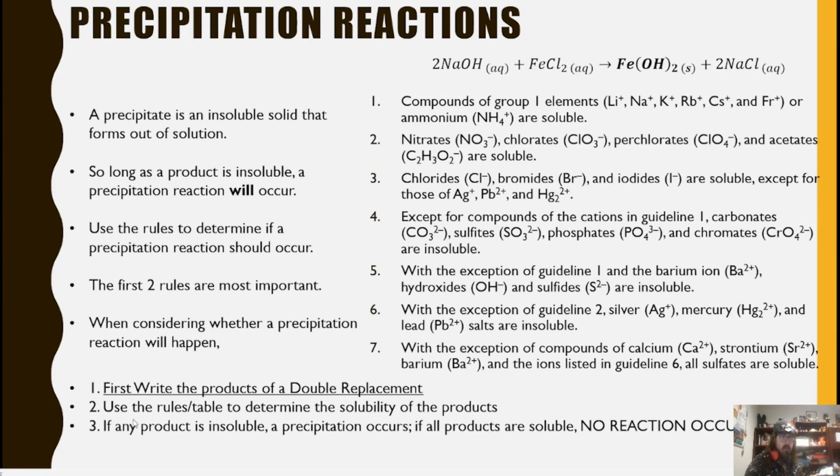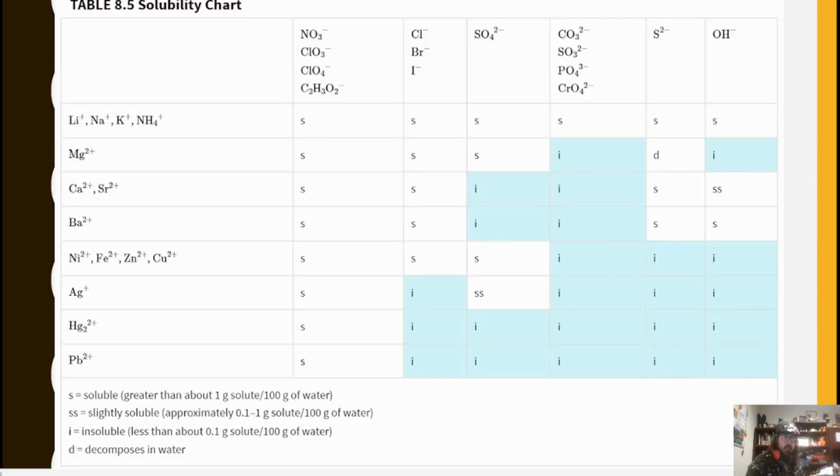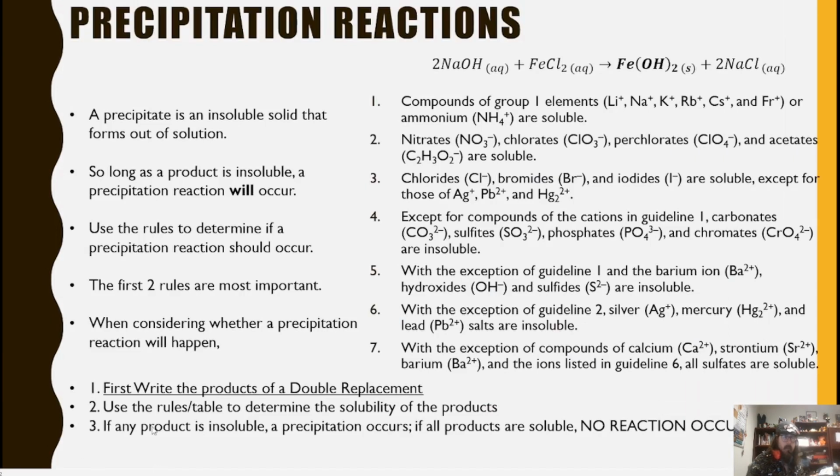Step 2, we use our rules or table to determine the solubility. And this is the very important thing. If any product is insoluble, a precipitation occurs. If all of the products are soluble, we say no reaction occurs. If that's aqueous and that's aqueous, no reaction will occur.